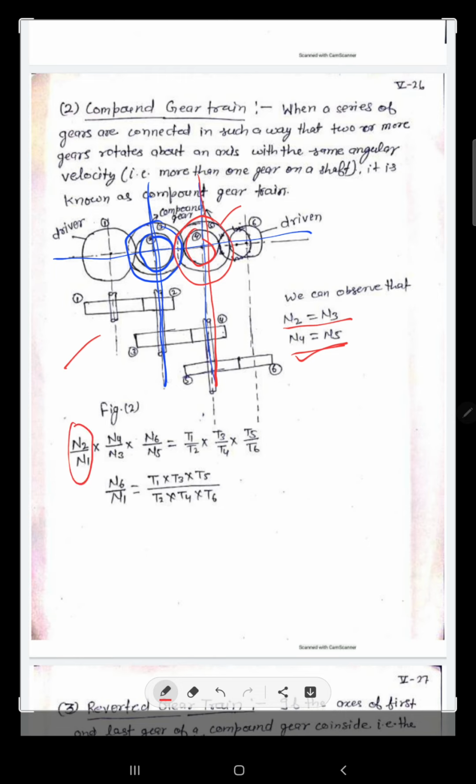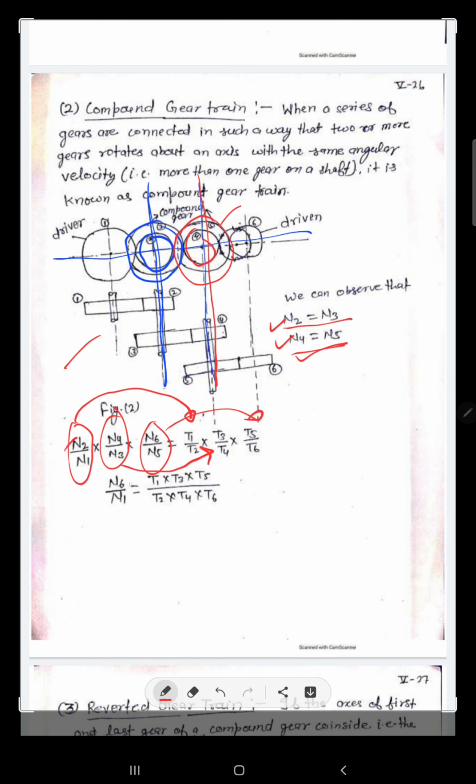By the formula of speed ratio or velocity ratio, for this combination between gear number 2 and gear number 1 we have N2 upon N1. This combination is between gear number 4 and gear number 3, N4 upon N3, and this combination is between gear number 6 and gear number 5, N6 upon N5. For N2 upon N1, we can write T1 upon T2. For the next combination, we can write T3 upon T4, and for the last combination we can write T5 upon T6. As we know, N2 is equal to N3 and N4 is equal to N5, so these are getting cancelled.